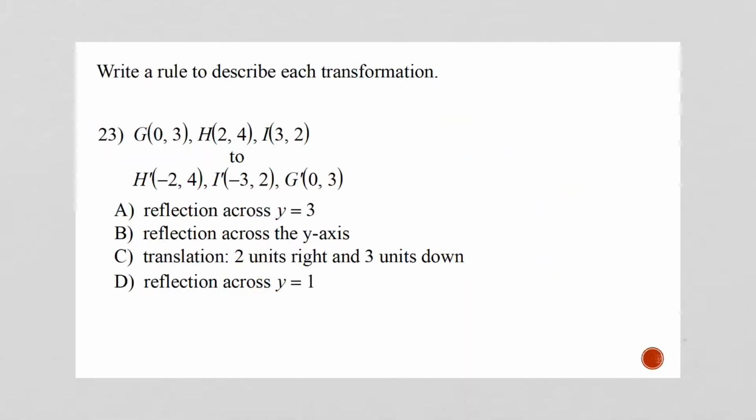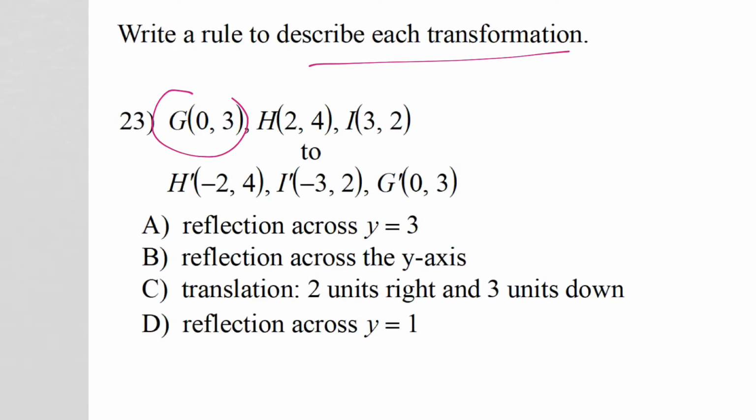23, we have to write a rule to describe the transformation. So this one's a little tricky. Be very careful on the final because if you notice, this one starts with G, but then G does not correspond to G prime. So we have to be really careful. G should go to G prime, right? So I'm going to focus on G and G prime.